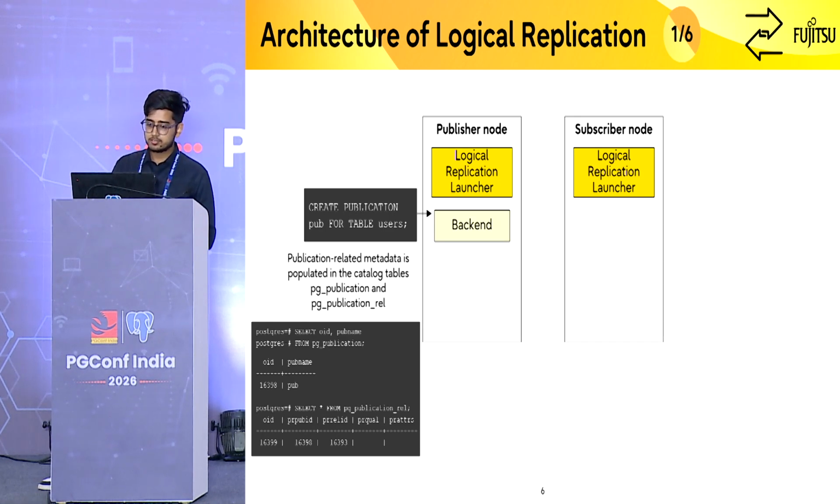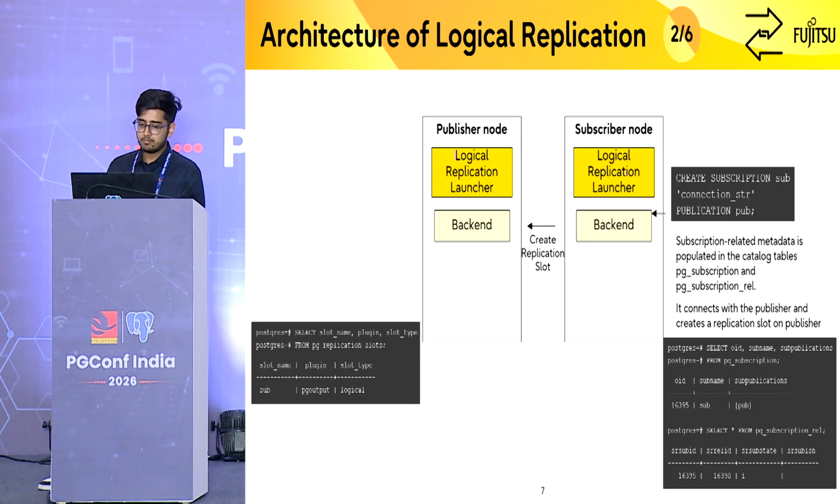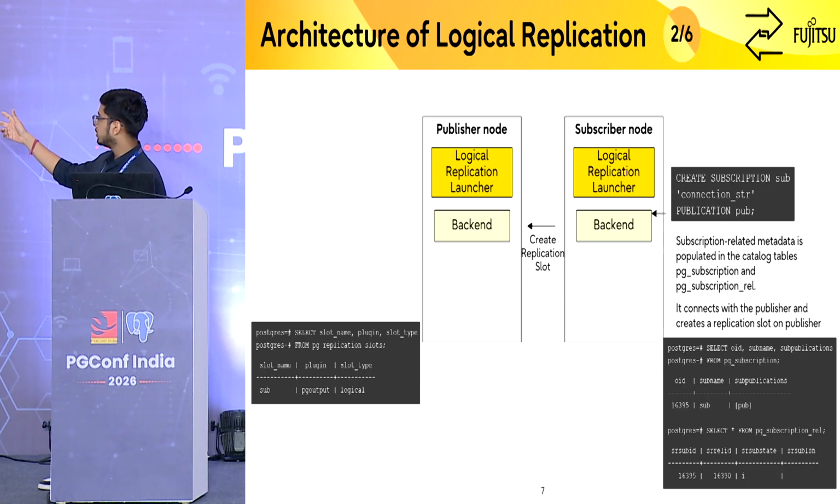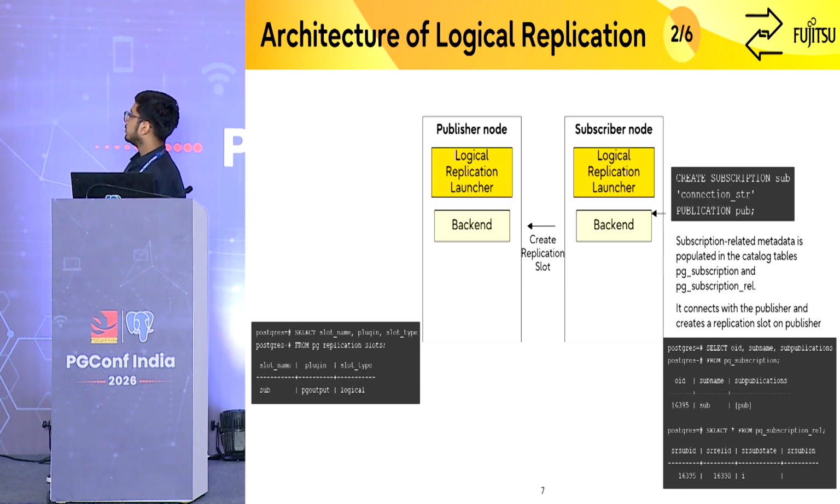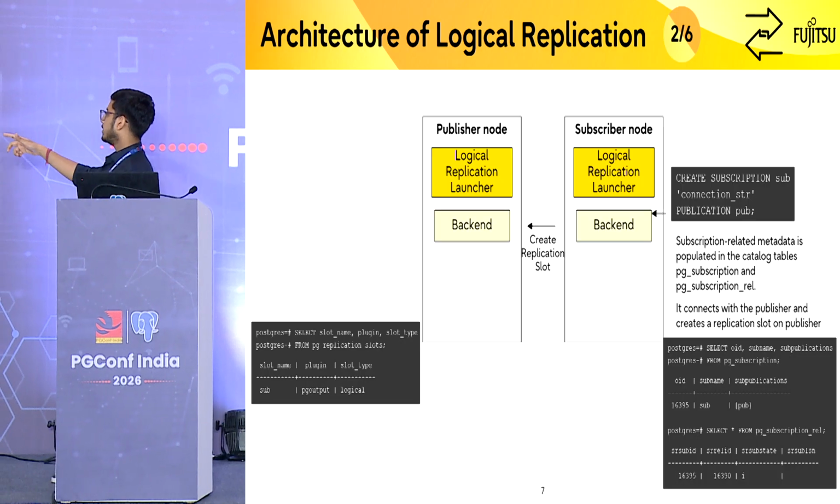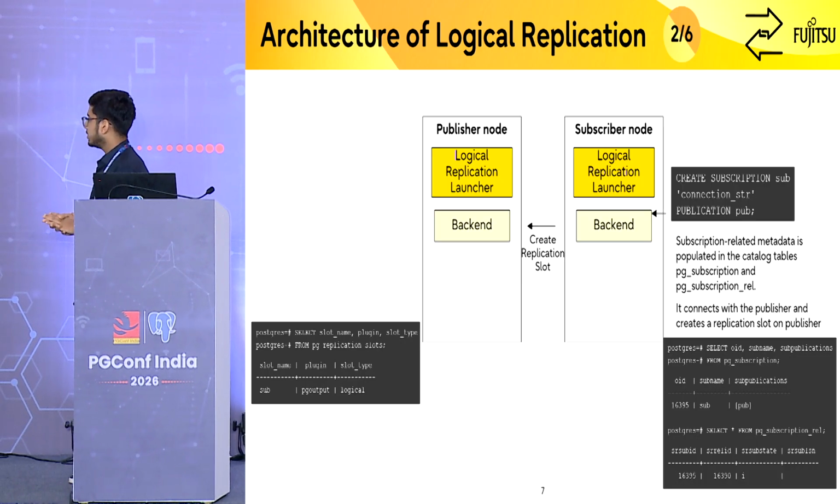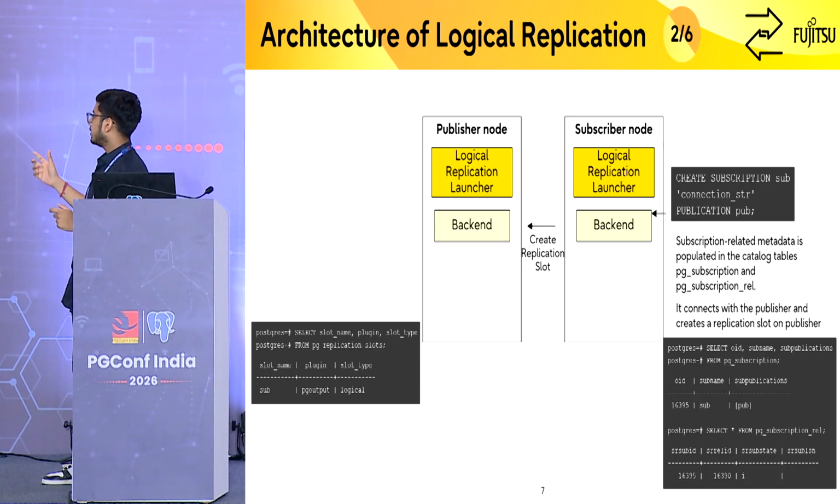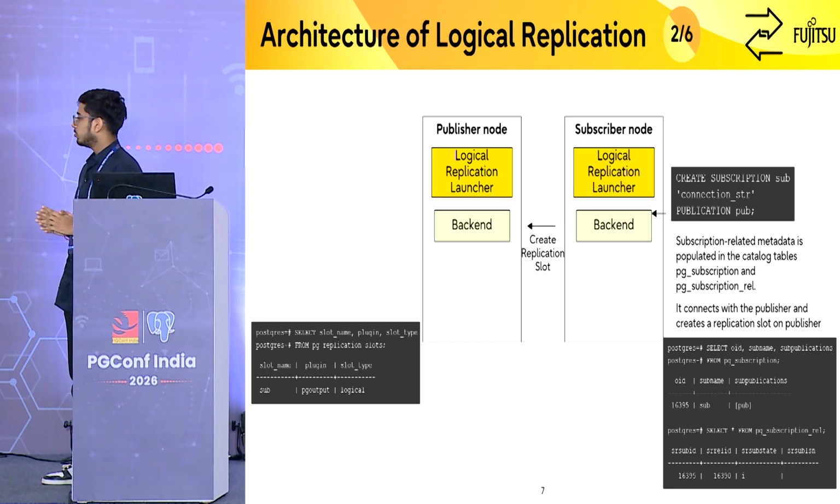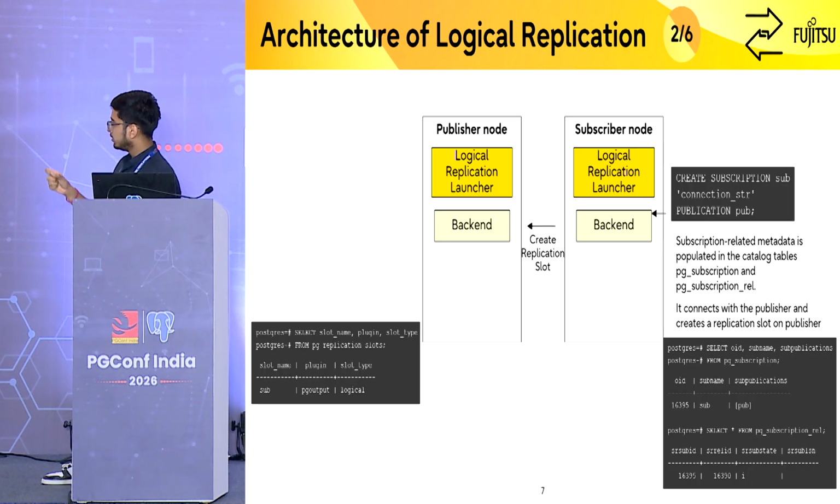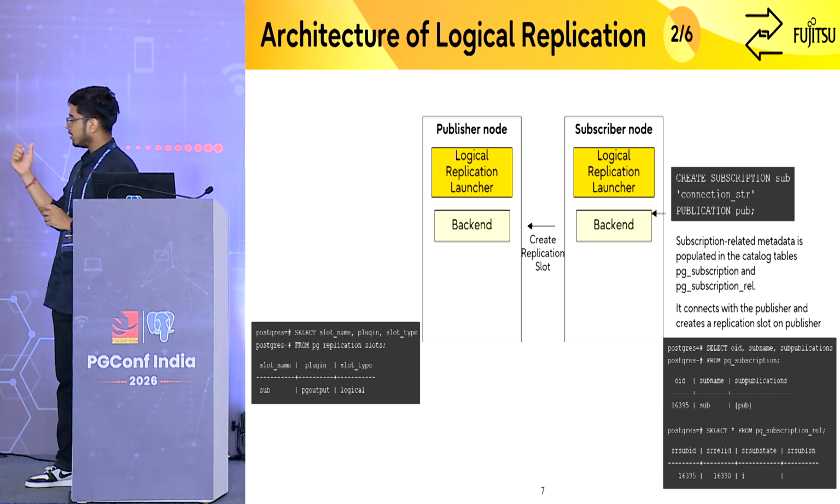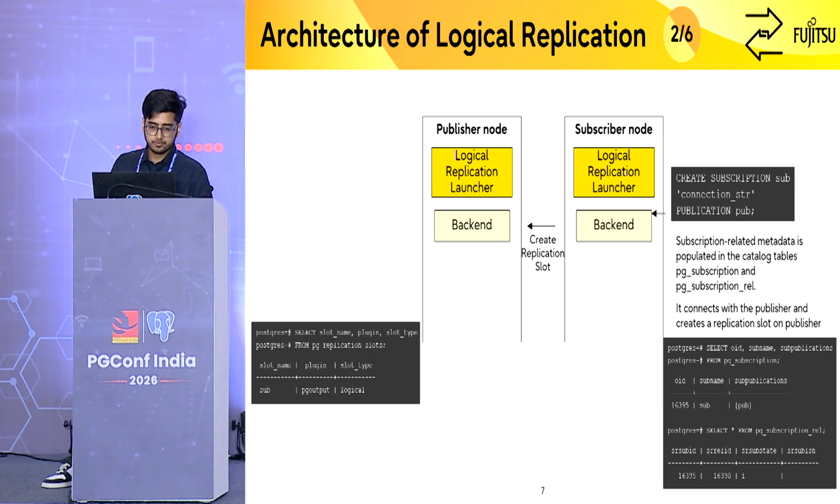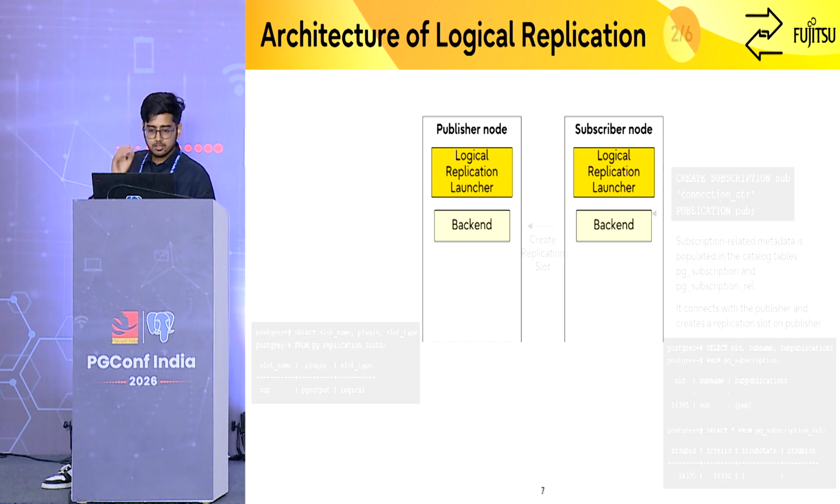Now on the subscriber node, we will run a create subscription command. It will create the subscription on the subscriber node, and along with that it will populate the PG subscription and PG subscription rel information, and it will also connect to the publisher node and create a replication slot which will keep track of the LSN values while replicating. So moving on, let's see what happens.